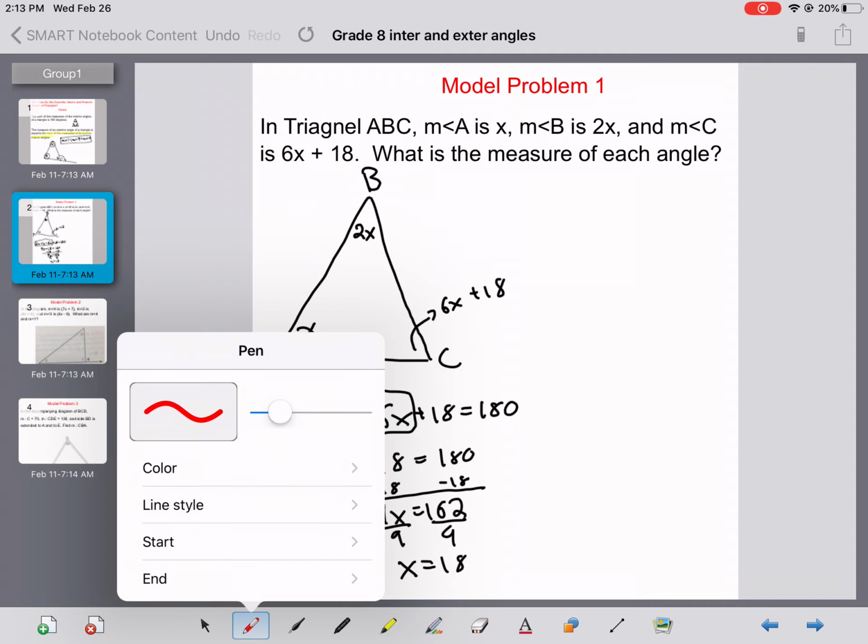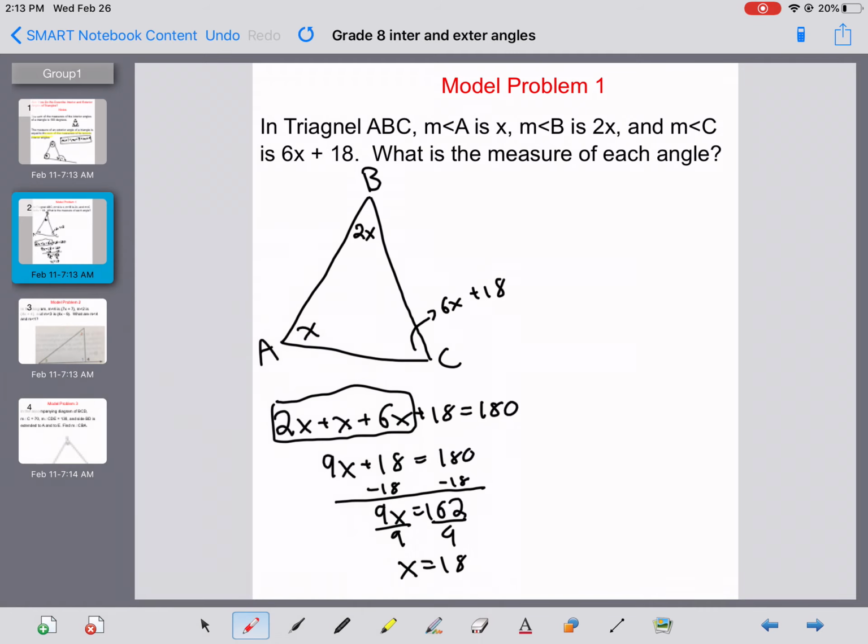Now I have to find the measure of each angle. Angle A is just x, so that is 18 degrees. Angle B is 2 times 18, which is 36 degrees. And angle C is 6 times 18 plus 18. 6 times 18 is 108, plus 18 is 126. So angle C is 126.